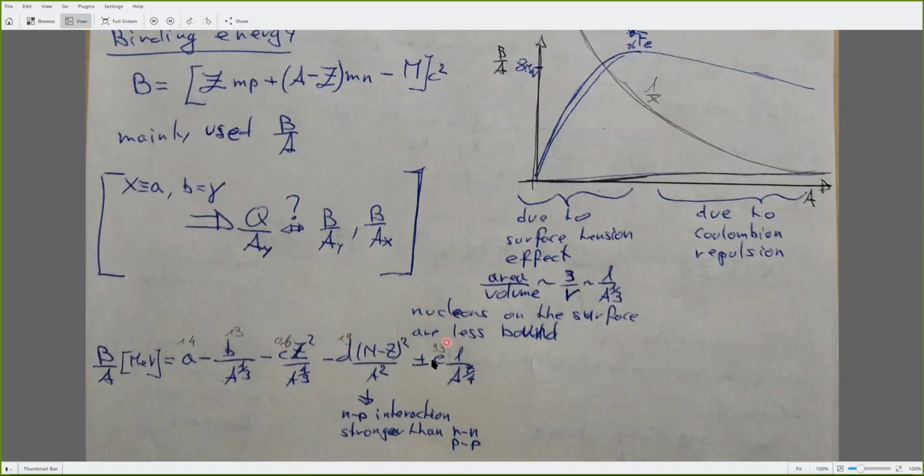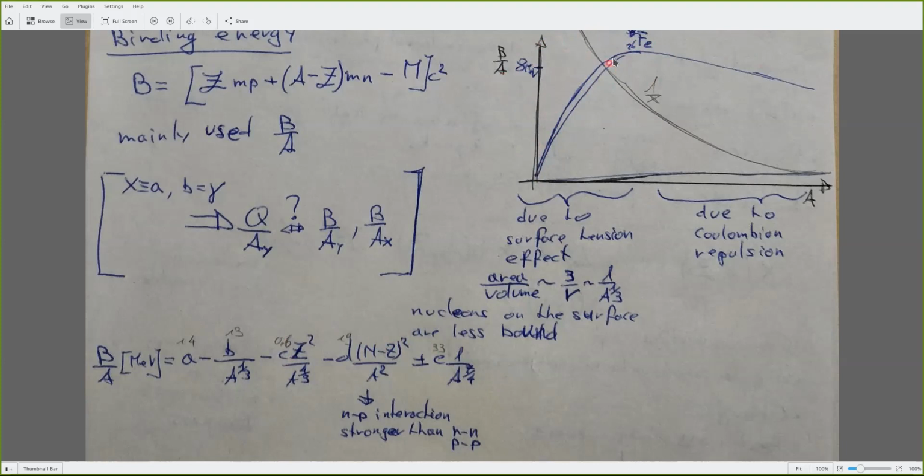Then this one is for parity: if the number of neutrons and the number of protons are not equal, there are some effects, but that's not important. The main part is just to remember the binding energy increases on the left part, the lower number below the iron section.